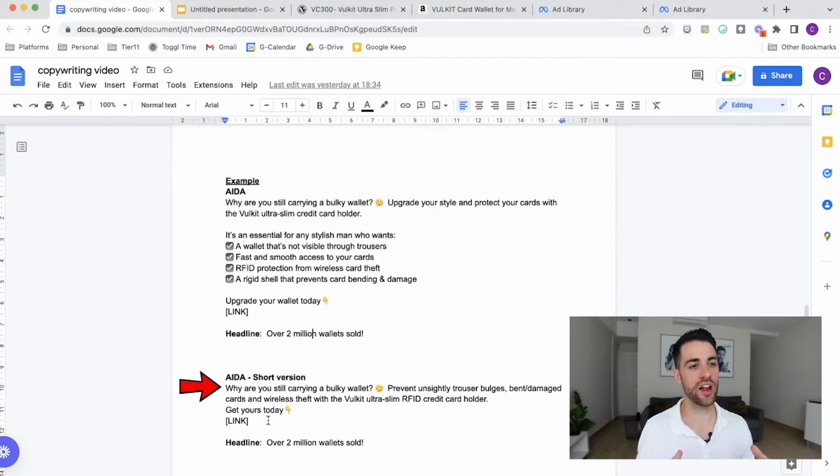So why are you still carrying a bulky wallet? There's your attention. Interest, prevent unsightly trouser bulges. Well, that's getting me interested. So how can I do that? Desire, that's part of desire too. They kind of do two things. Bent/damaged cards and wireless theft with the Vulkit Ultra Slim RFID credit card holder.